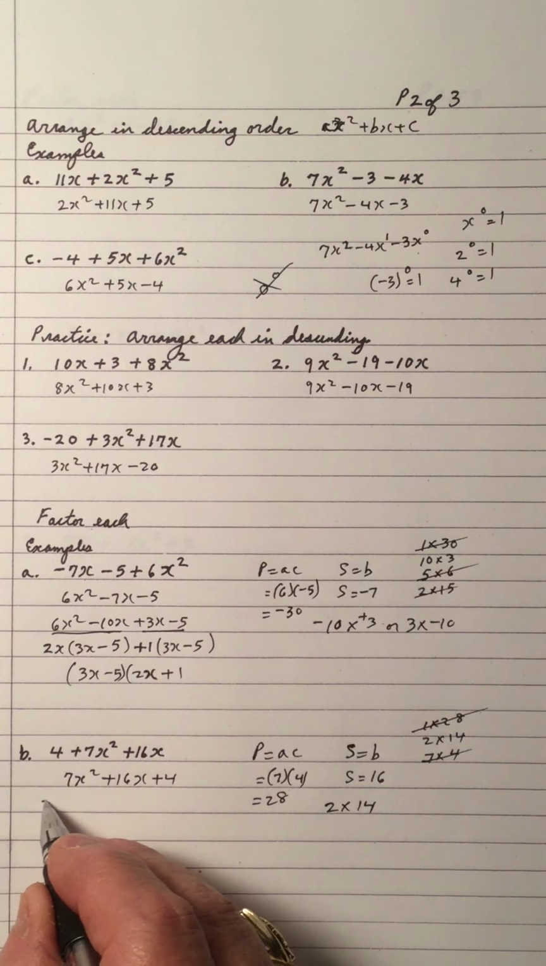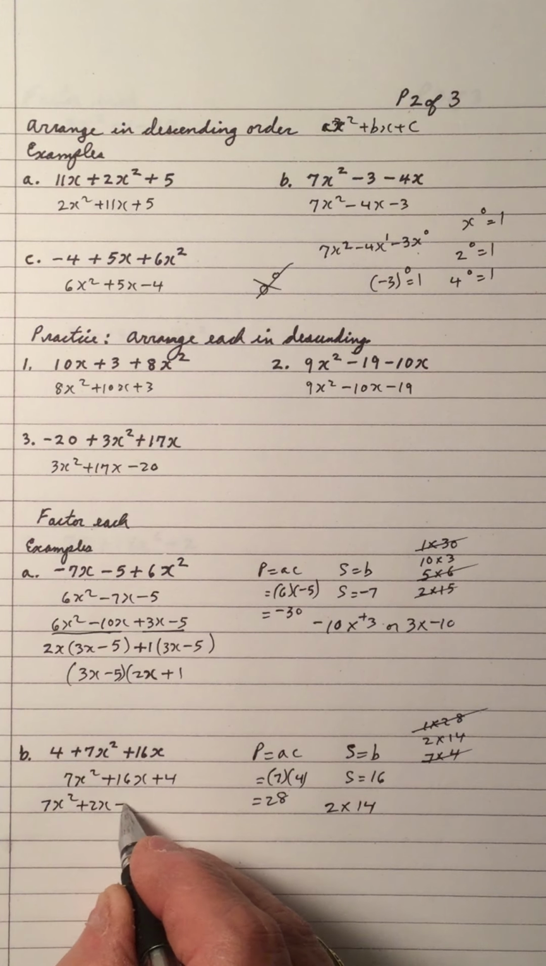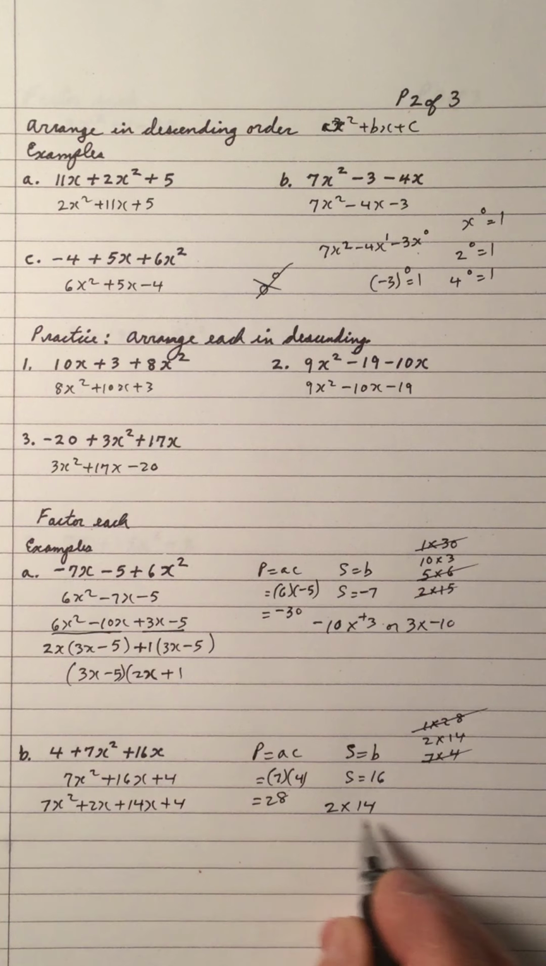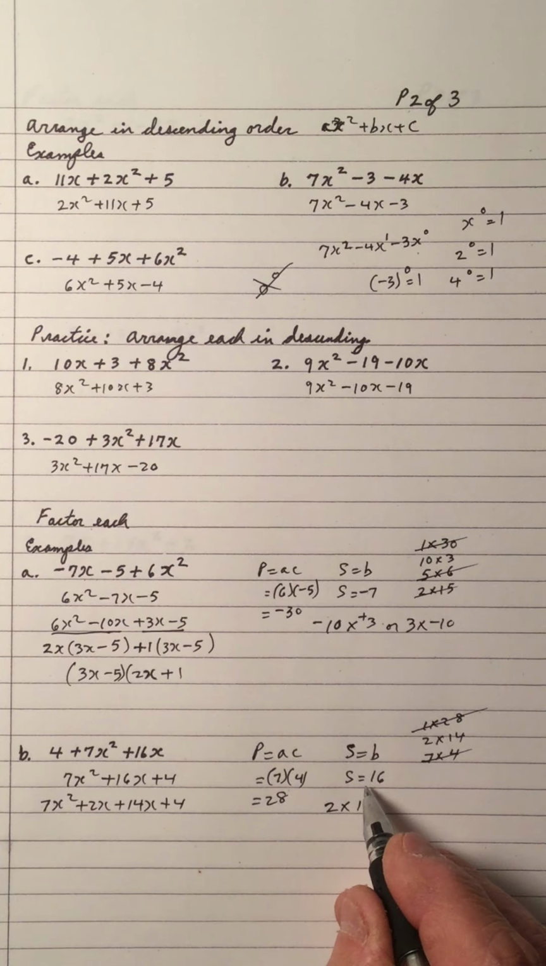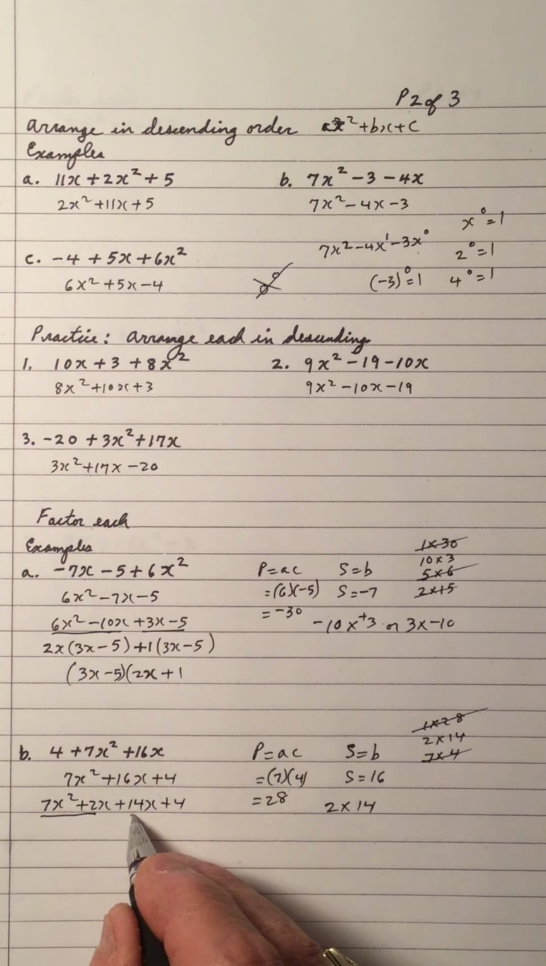So we take 7x squared plus 2x plus 14x plus 4. So these two factors multiply to give me 28, add to give me 16. You put them in the middle and put an x with them. Then you break it up into two pairs.